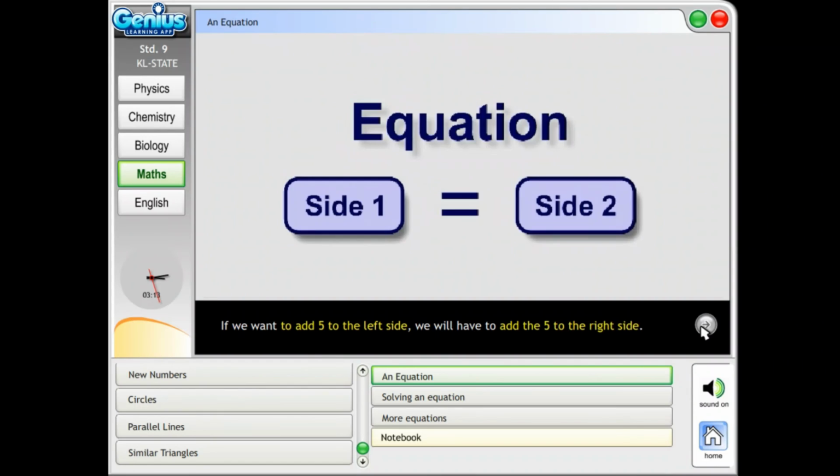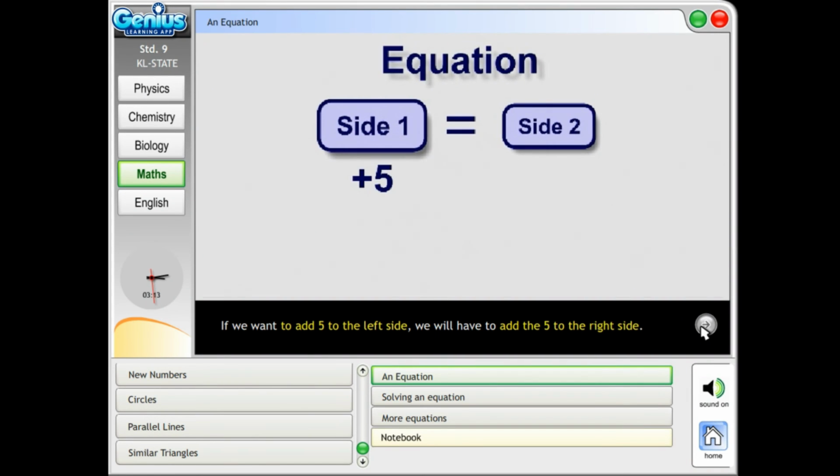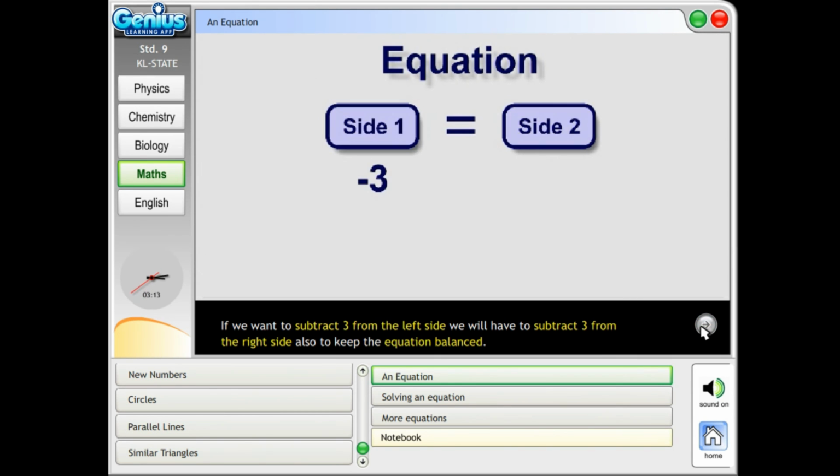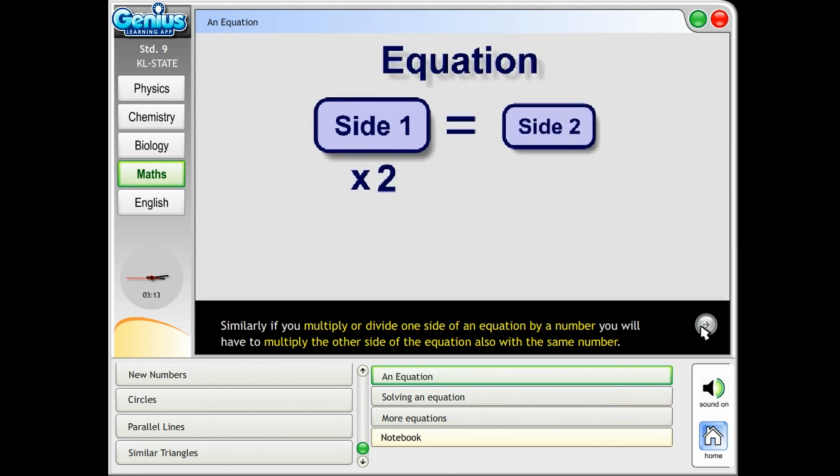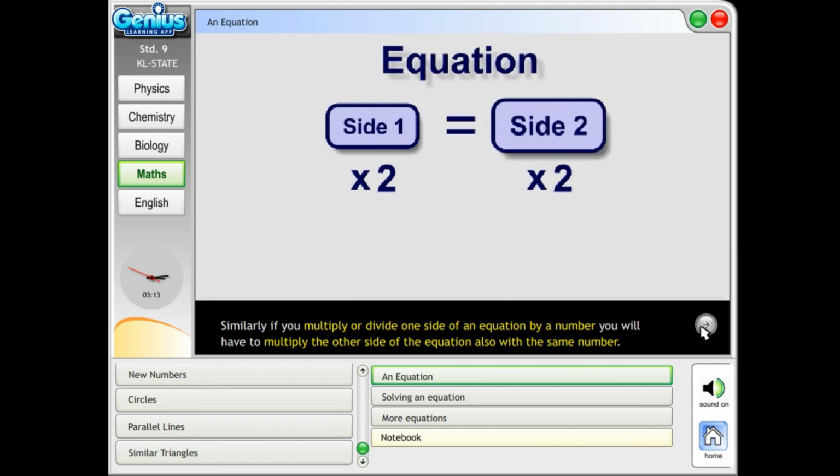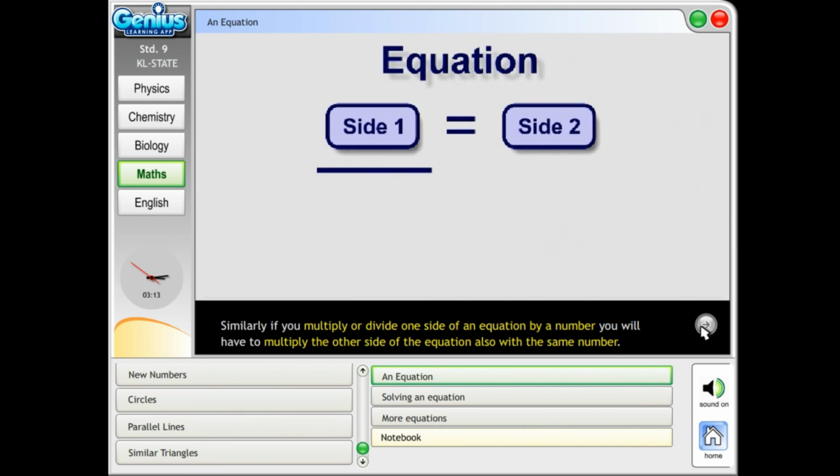If we want to add 5 to the left side, we will have to add 5 to the right side. If we want to subtract 3 from the left side, we will have to subtract 3 from the right side also. Similarly, if you multiply or divide one side of an equation by a number, you will have to multiply or divide the other side of the equation also by the same number.